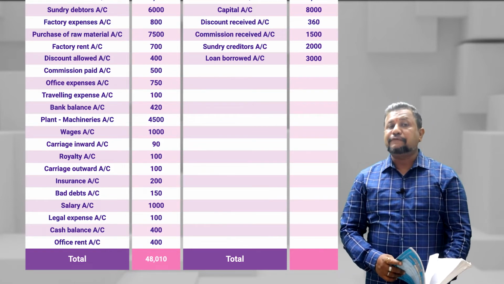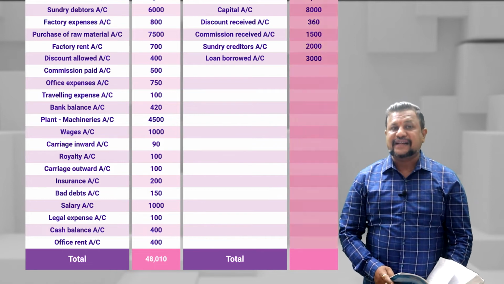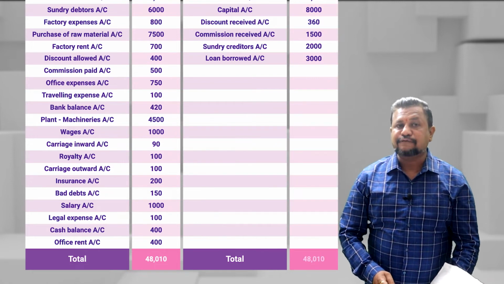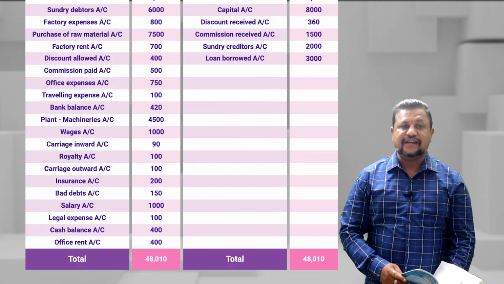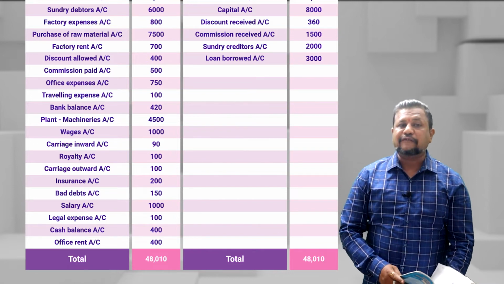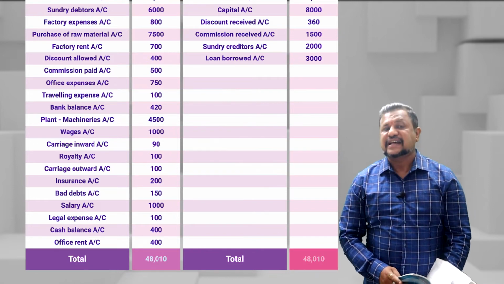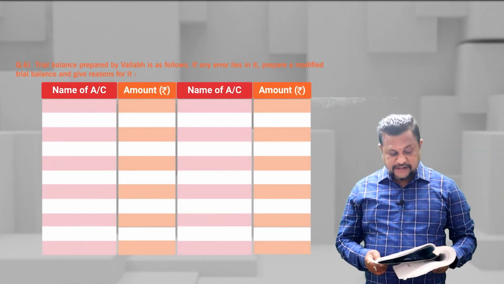And now if you take the credit total of the trial balance, again it will come to 48,010. So in our trial balance, both the sides match. Dear students, we'll start with the next question.